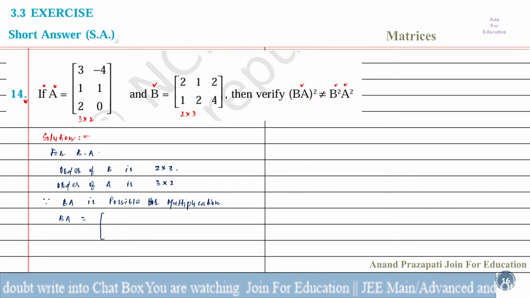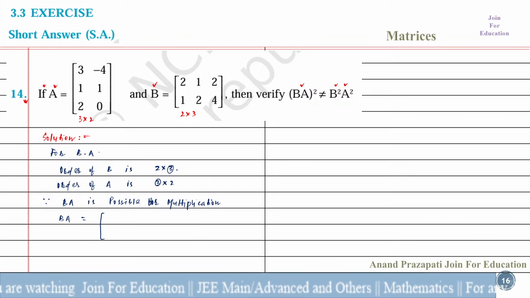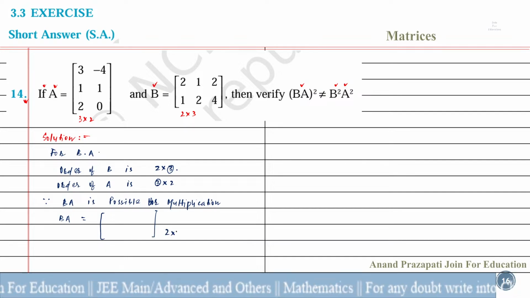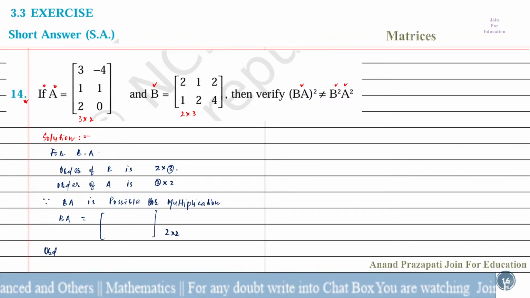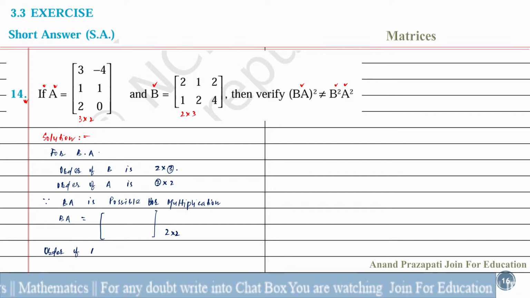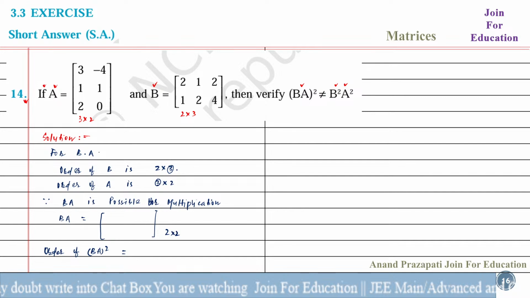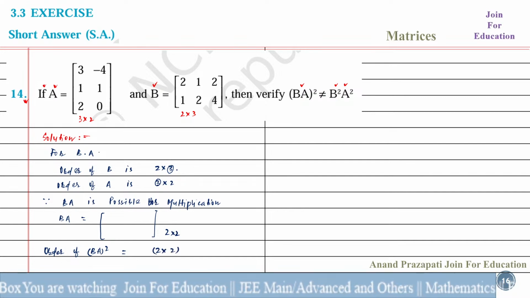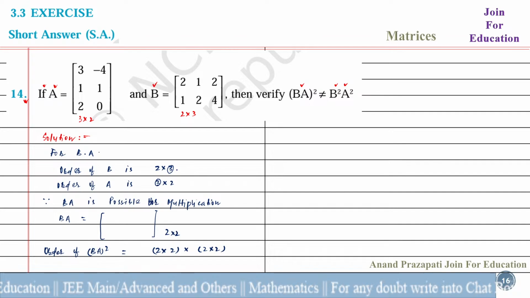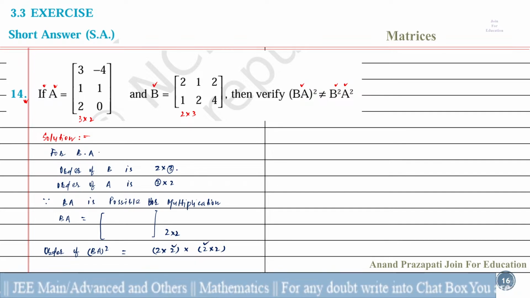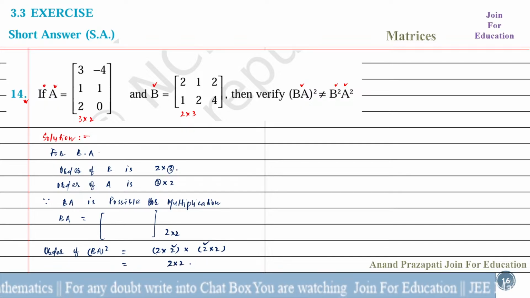Therefore, here BA equal to, we find out the order of BA will be what? Let's see here. Order of BA will be 2 by 2, and BA square order will be what? 2 by 2 into again 2 by 2. So this is eligible for the multiplication, and order of this one will be 2 by 2.